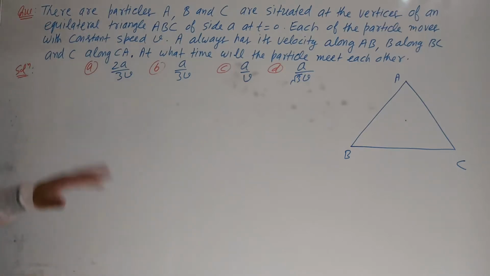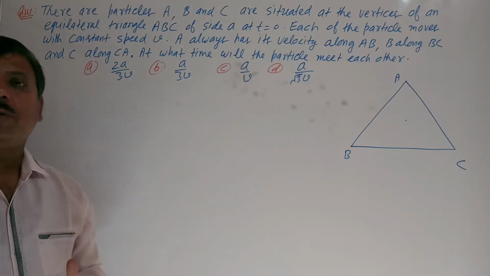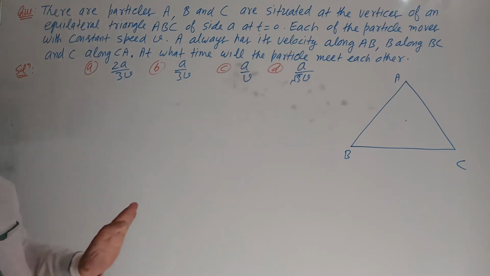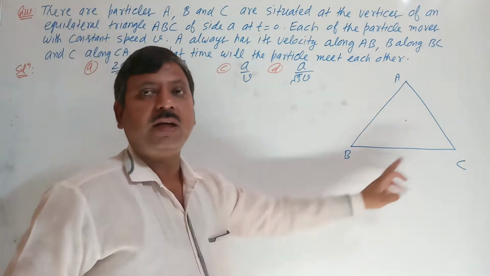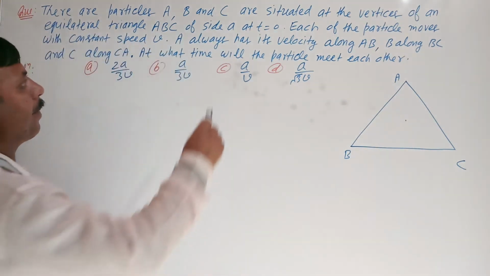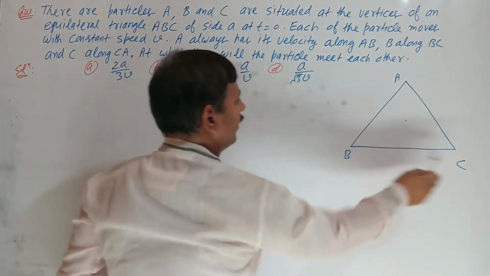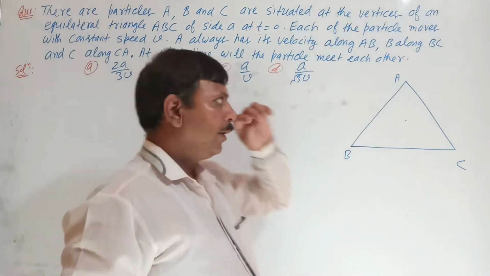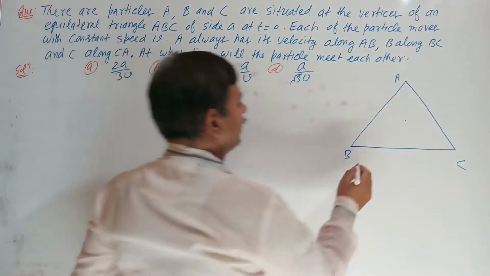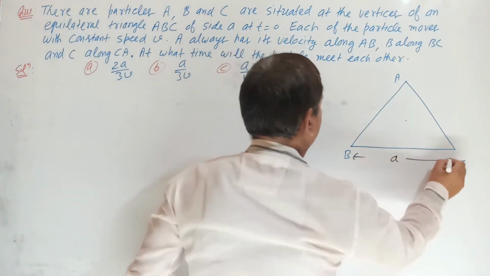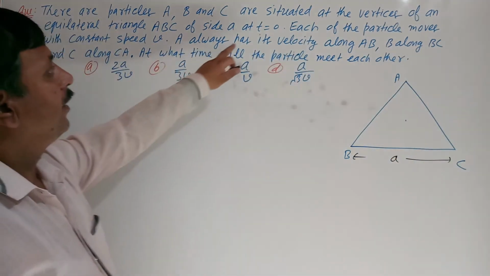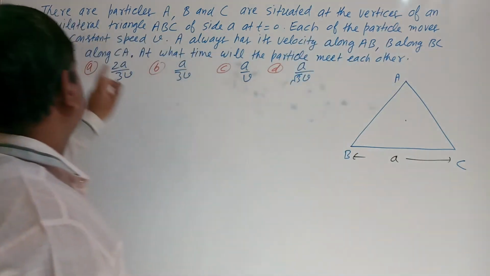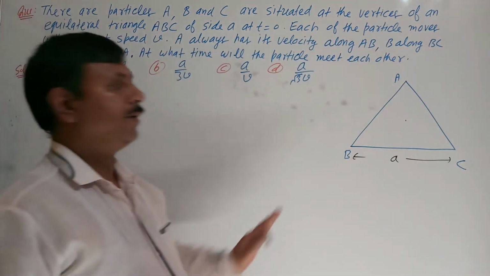See here, we are going to discuss one problem. There are three particles A, B and C situated at the vertices of an equilateral triangle ABC. The side of this triangle is a. At t equal to 0, each particle moves with constant speed.